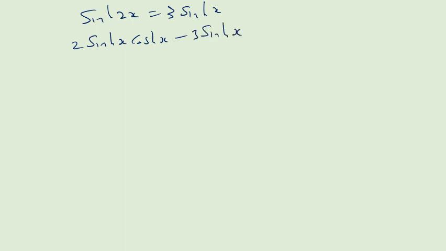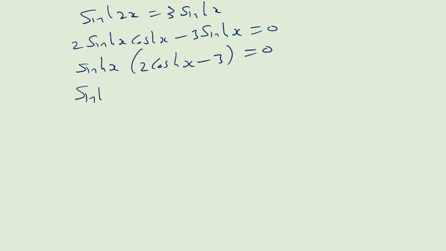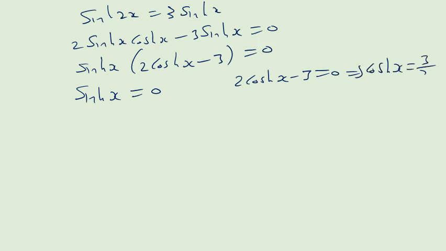Okay, so let's start again. Sine 2x equals 3 sine x. This is 2 sine x cos x minus 3 sine x equals 0. Take sine x as a common factor, so we're going to get 2 cos x minus 3 equals 0. So this is pretty straightforward. Sine x equals 0, or 2 cos x minus 3 equals 0. So this tells me that cos x is equal to 3 over 2. This tells me here x is 0, right?